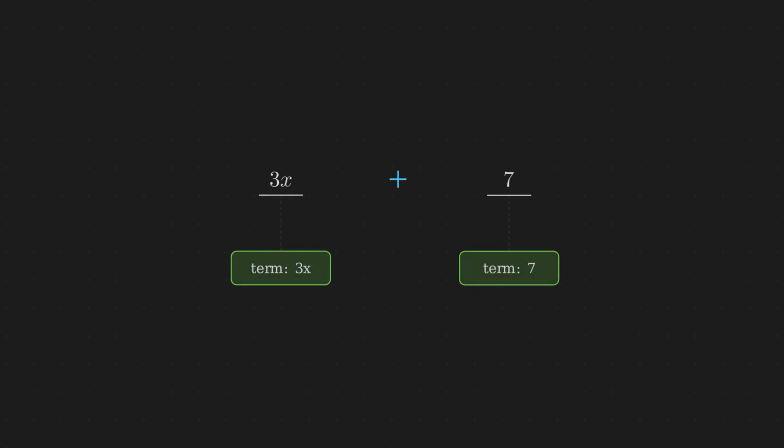In mathematics, a term is a single value or a combination of values that are multiplied together. For example, in the expression 3x plus 7, there are two terms. The first term is 3x and the second term is 7. Each term is separated by a plus or minus sign.